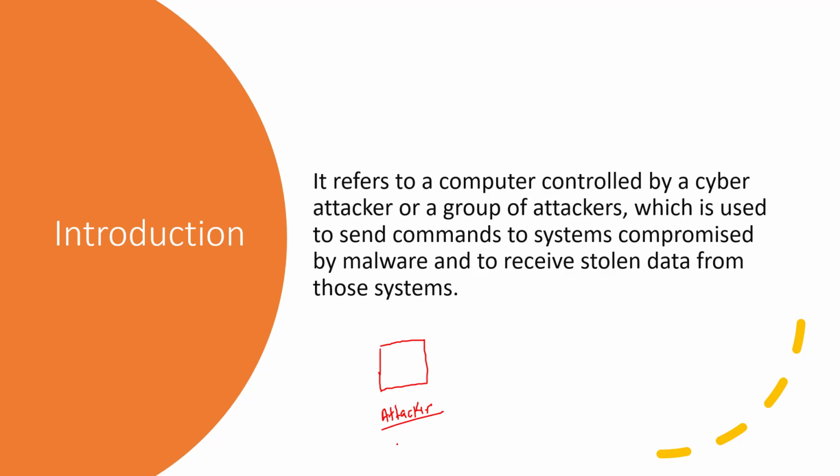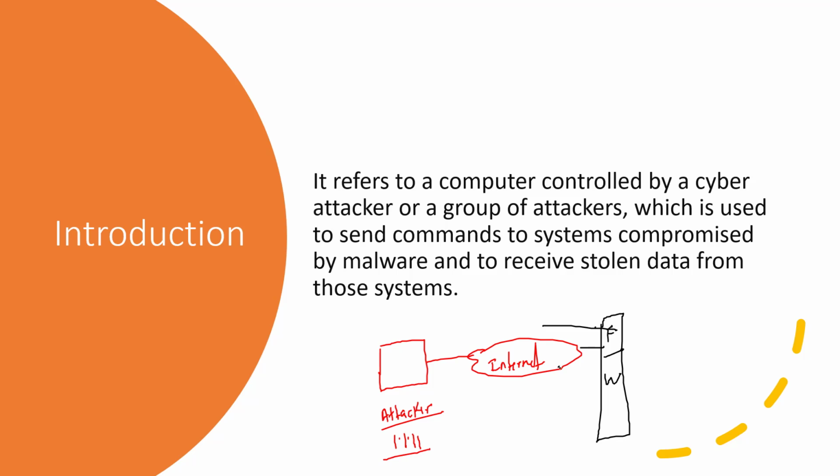The IP address of the attacker machine is 1.1.1.1. Here we have the internet, and we have a firewall. The firewall blocks multiple connections, so it's difficult for the attacker to initiate any kind of malicious connection request from external to internal. That is not possible.